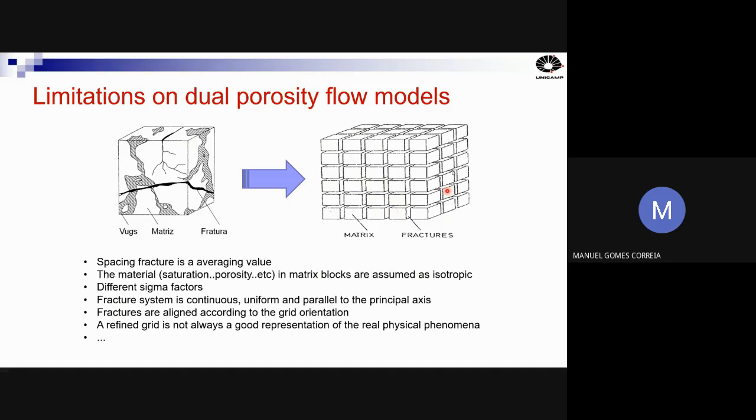So we have a lot of simplifications here, and we know that in reality it is never like this, okay? Because a lot of fractures are never well oriented, never well continuous, never well uniform. We know that. So we lose a lot of information when we carry this data into flow simulation.